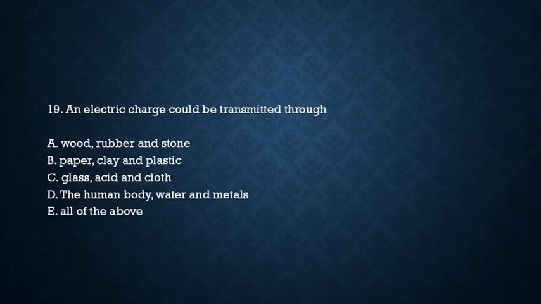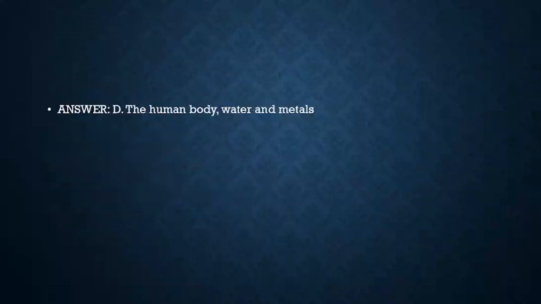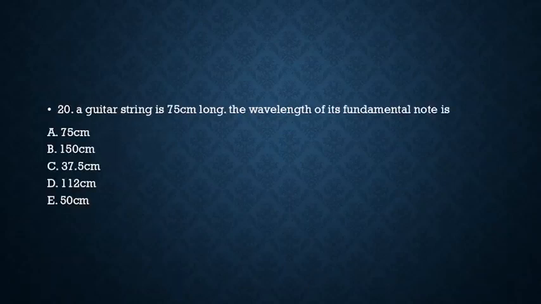Question number 19. An electric charge will be transmitted through A. Wood, rubber and stone, B. Paper, clay and plastic, C. Glass, acid and clothes, D. The human body, water and metals, E. All of the above. The answer is D, that's the human body, water and metals.